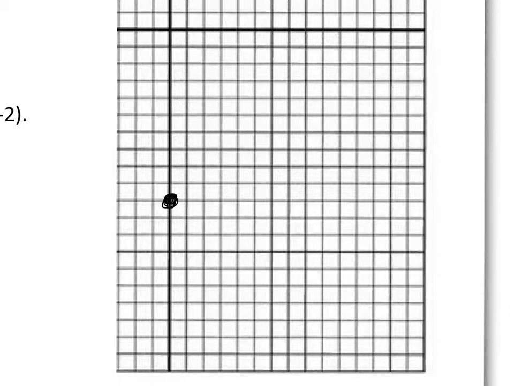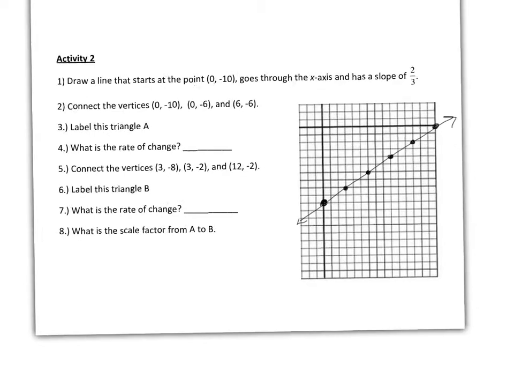It has a slope of 2/3, which means I go up 2, right 3. So I'm going to continue to go up 2, right 3, up 2, right 3, up 2, right 3, all the way to the end. Do the best you can to draw a line through the graph. Okay, that is number 1.